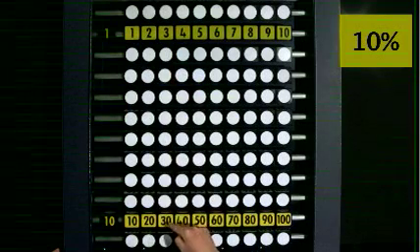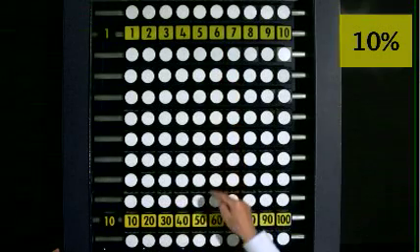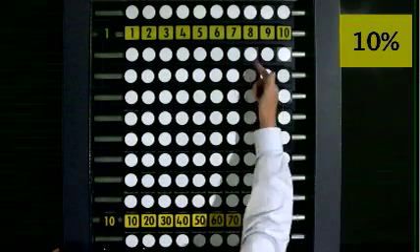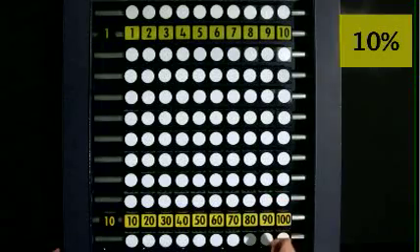3 out of 30, 10%. 6 out of 60, 10%. 8 out of 80, 10%.